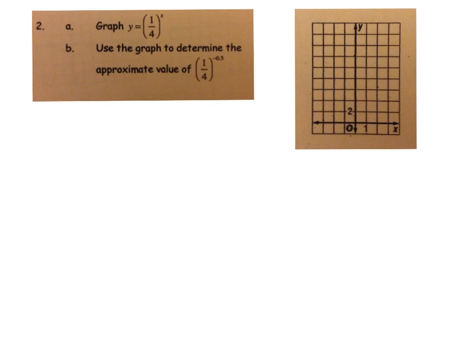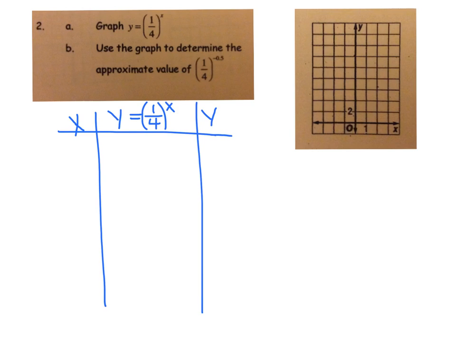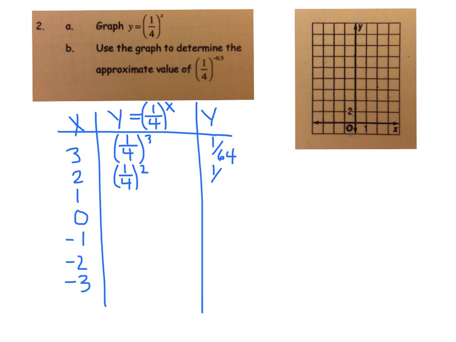Now for number 2, let's do this again and let's set up our table. As we begin, I'm going to always just put 0 in the middle. I'm going to go 1, 2, 3, and then -1, -2, -3. So at this stage, when I put 3 in there, that gives me 1/4 to the 3rd power. So when I multiply 1/4 3 times, I get 1/64. For number 2, 1/4 squared gives me 1/16.